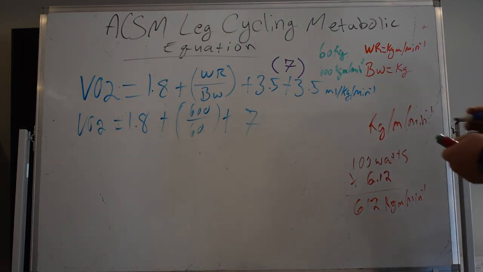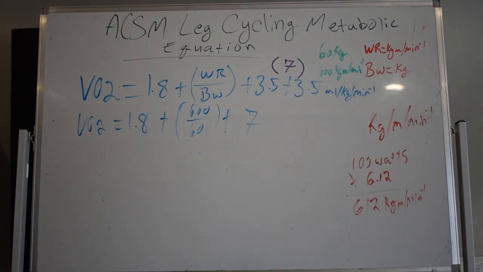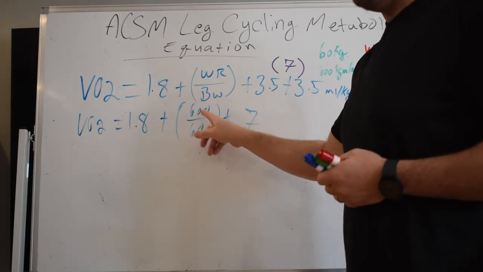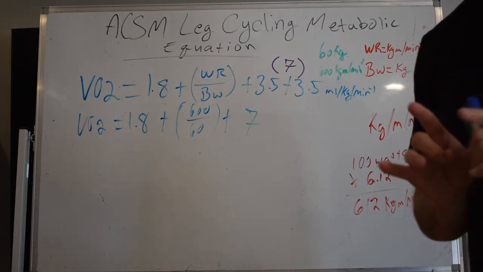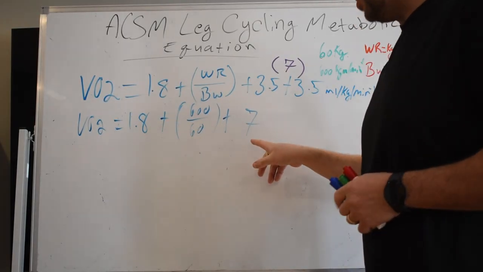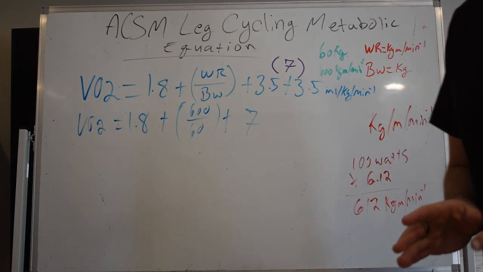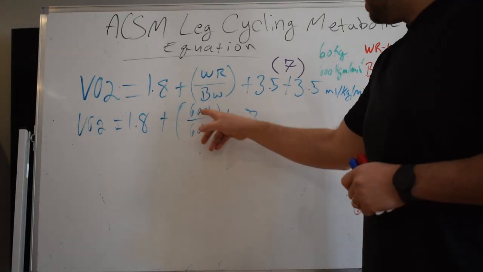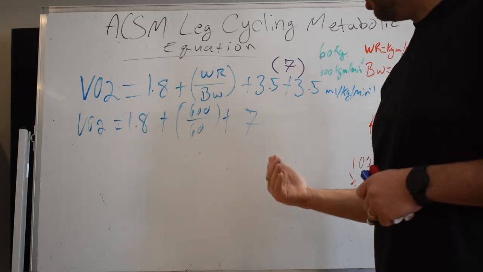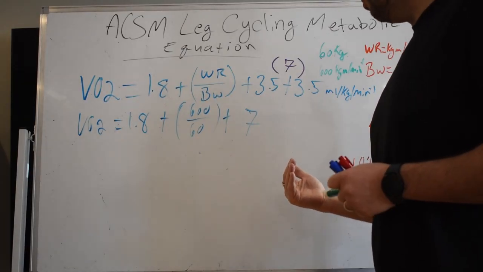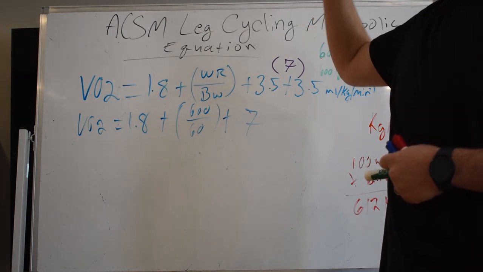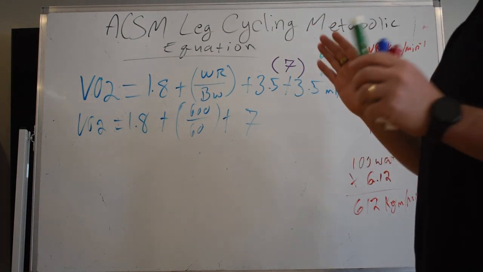Now at this point, we can do one of two things. We can either do our parentheses first, which we should do, or we can combine this 1.8 and this 7. But let's follow proper protocol. Let's divide our 600 by our 60. So 600 divided by 60, sorry, my fault, is 10.